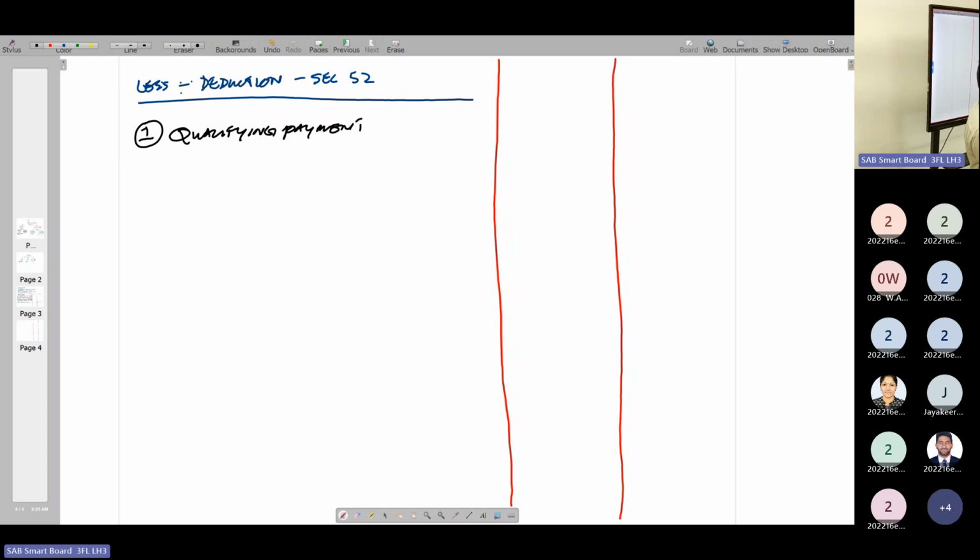So qualifying payment: first is donation to approved charity, second is donation to government. When reading the question, you could see that there are some donations. Most donations do not come under the qualifying payment, and one or two that do must give the details of the donation.